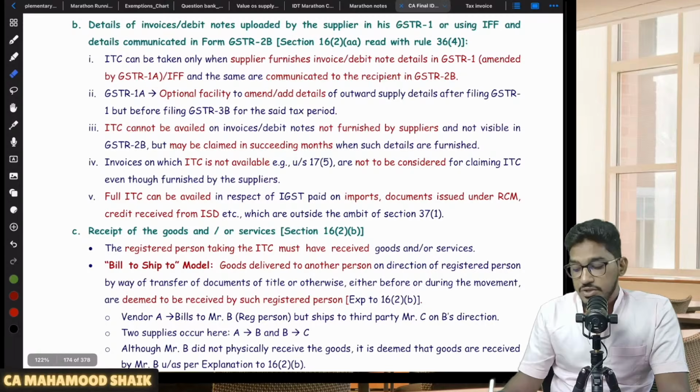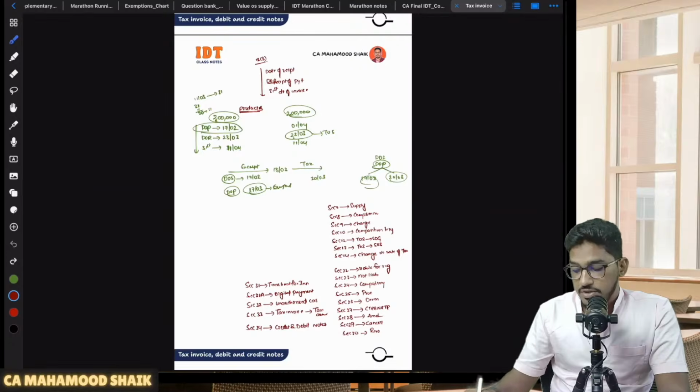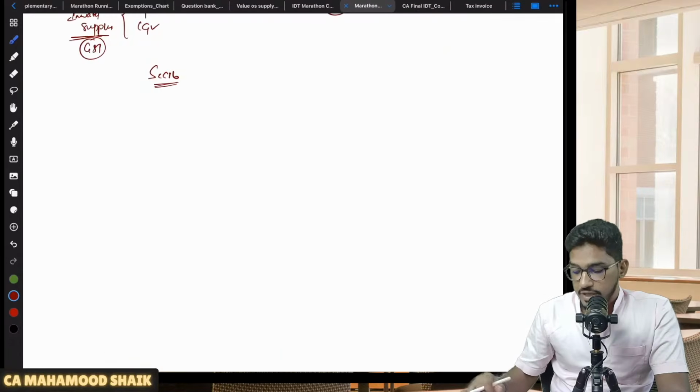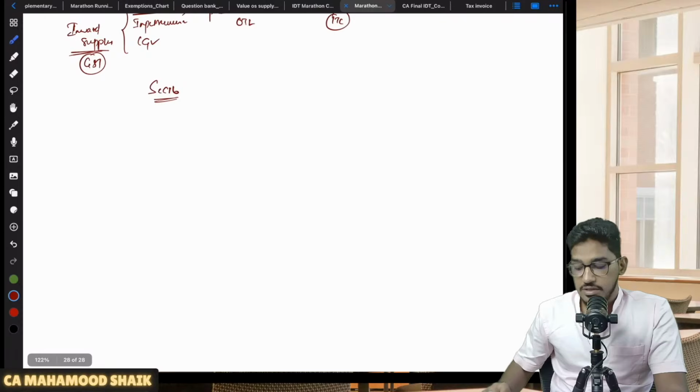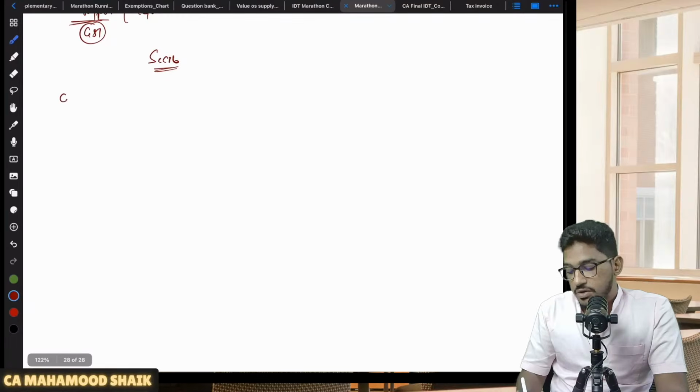Then we have 16 subsection 2 clause AA. In order to understand that 16 subsection 2 clause AA, let us have a quick recap of the returns. We need to have some basic understanding regarding returns. I hope you all have it, but I will remind you in 5 minutes what the basic returns are. So there will be something called GSTR1.